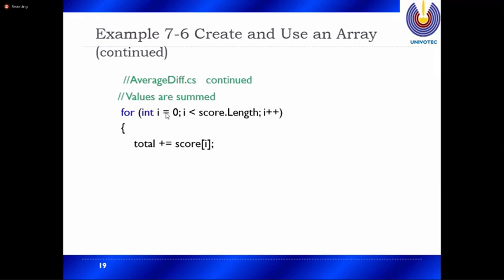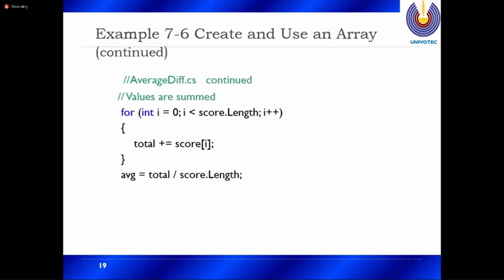For loop: int i equals 0, i less than score.length. Score is the name of the array, and score.length gives us the number 10. Then i starts at 0 and goes up to 9. Then total equals total plus score[i]. First it adds the first number, then the second, and so on, so we add the numbers 10 times.